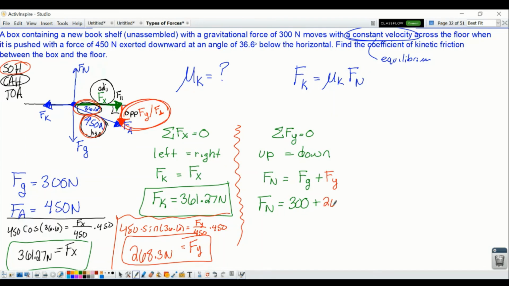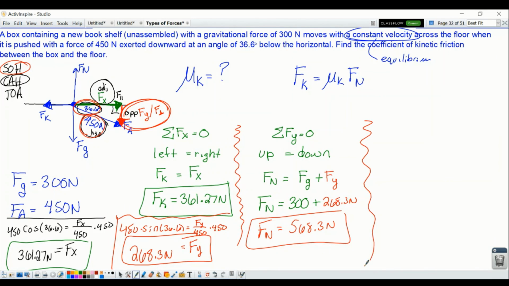268.3 newtons. And now I can find my normal force by adding those two together. So I get 568.3 newtons. Okay, the normal force needed to balance the gravitational and the applied. It balanced both of those, that's why it's bigger. Now we're ready to go ahead and solve. We have everything we need.